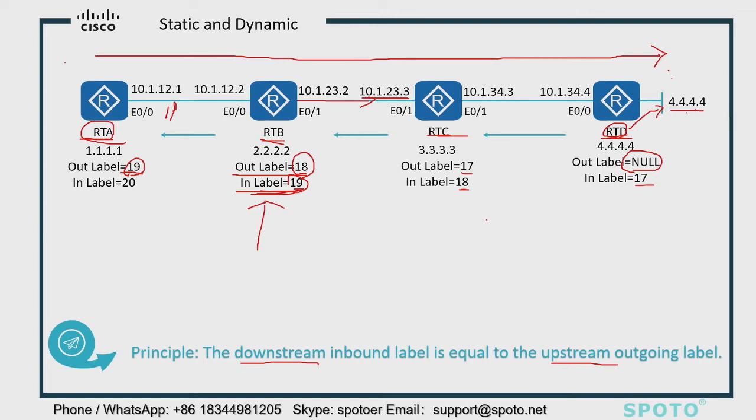And for this whole process, we just talked about how to configure the static MPLS. The principle here is very important. You need to remember this. The downstream inbound label is equal to the upstream outgoing label. So this is very important. We can find here, this is the upstream's out label, and this is the downstream's in label. They must be the same with the same destination IP address.